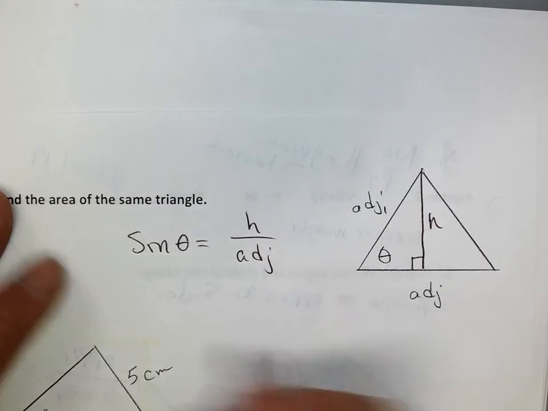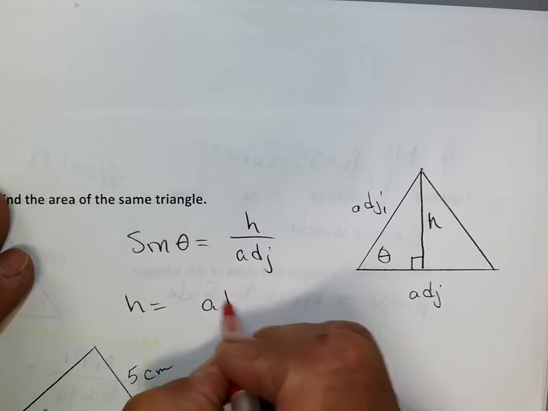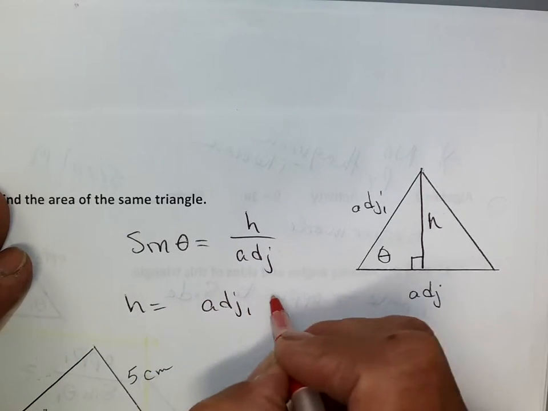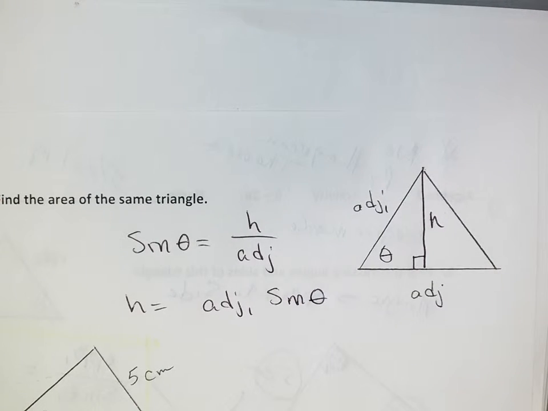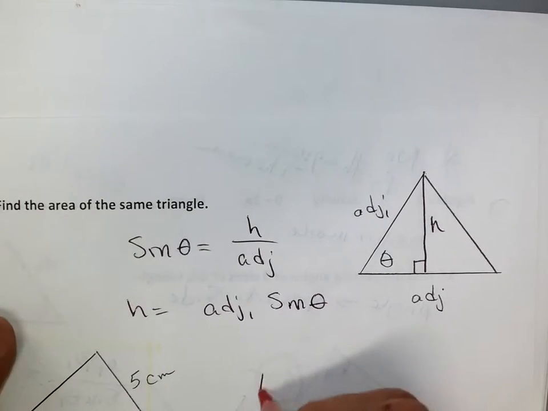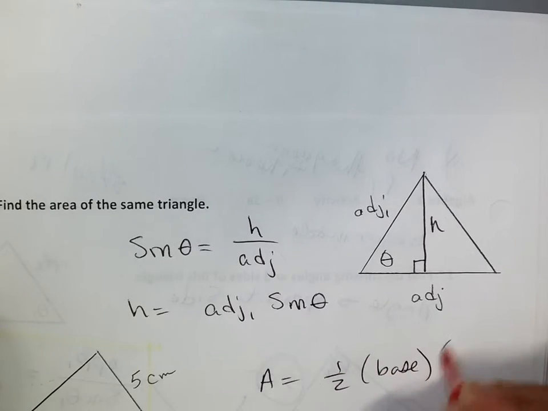Yes. And then if I multiply it up, I'd say the height is really equal to the adjacent 1 times the sine of theta. Okay, you with me? That will give me the height. Everybody agree with that? Now, what's the area of a triangle? The area of a triangle is 1/2 its base times its height.